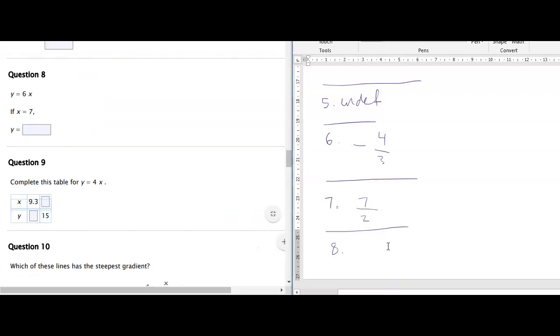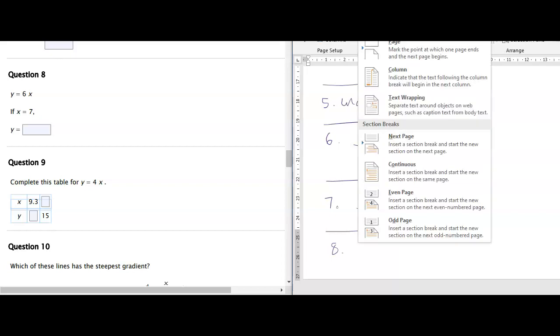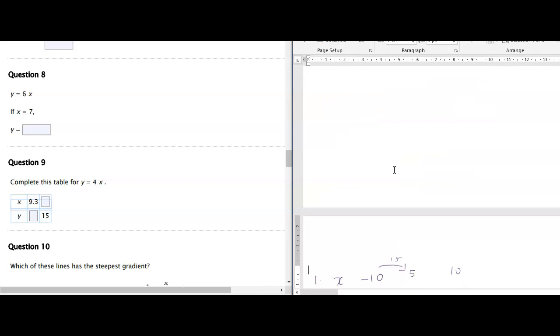Actually, I might need to do that on the next page. How do I go to another page? Let me scroll. Let's just, that's a bit annoying how it's done that. That's okay. It's going to be all over the page.